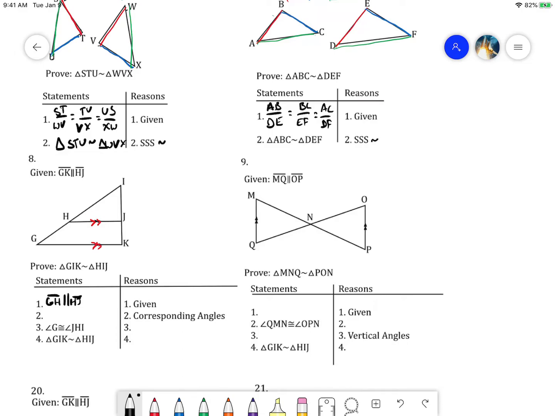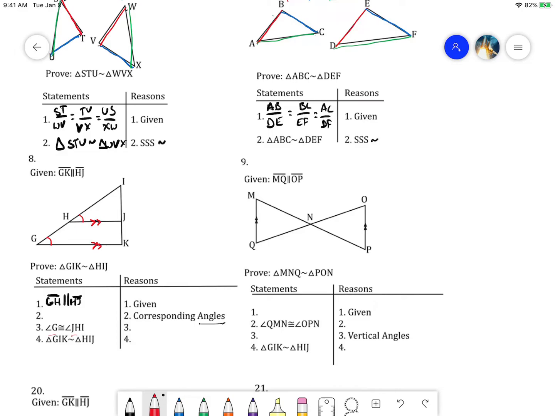GH and KJ. So those are sides, right? Those are segments. So we're trying to use corresponding angles. So let's look at our third step to kind of see what our next clue is. They're saying that angle G is congruent to JHI. Well, that's this one and this one. But that's not what we're saying in step number 2. So what kind of angles are congruent in step number 2?